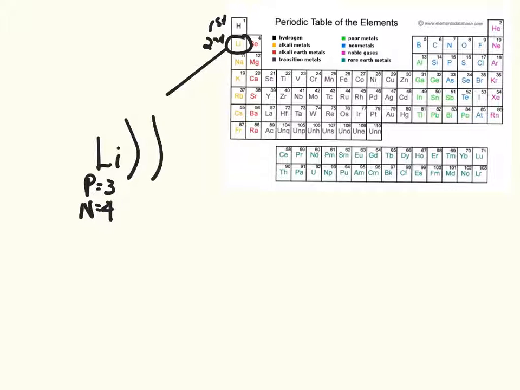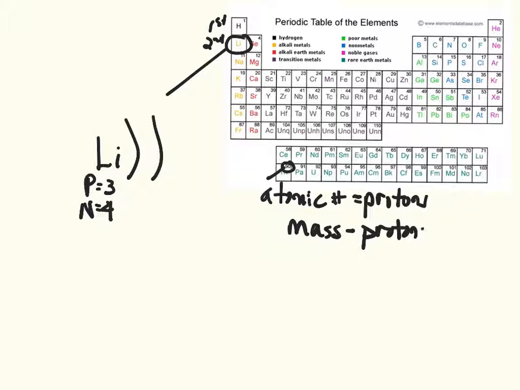And I would know that by looking at my periodic table and looking at the atomic number, which is the same as protons. And to figure out the neutrons, I would take the mass, which isn't listed on this periodic table, but it is on the copies that you have, and I would take the mass and I would subtract the protons from it. And that's going to equal neutrons. Okay, so this one I happen to know that the atomic mass is rounded off to 7, so I'm going to say that the neutrons are going to be equal to 4.